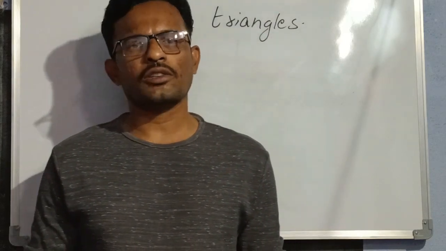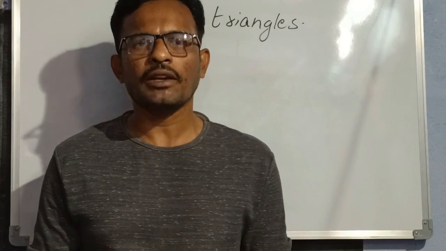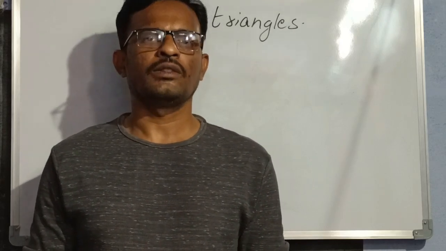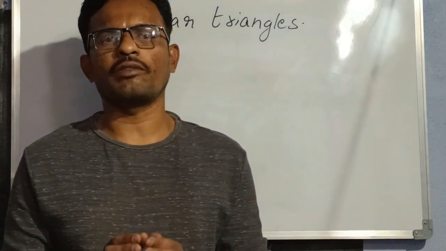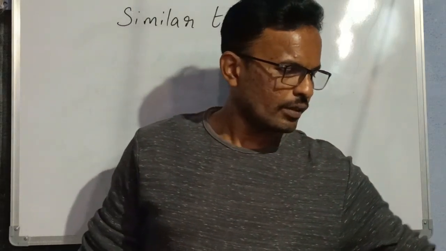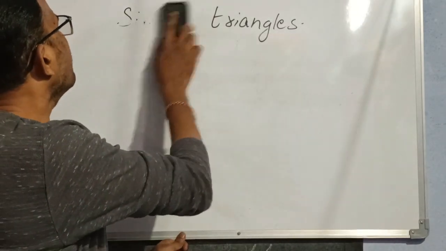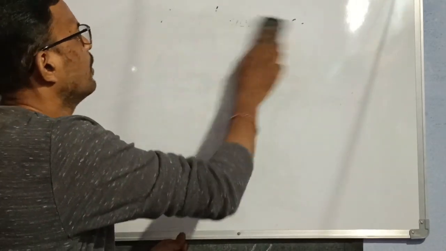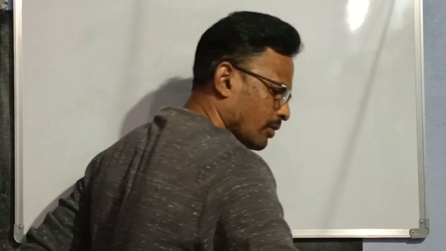So in our today's class, let us learn our next concept, that is a very important concept for 10th class students, that is similar triangles. Before going to similar triangles, we need to know the difference between what is similarity and what is congruency. First let us learn about congruent figures, then we'll know about similar figures. So what are congruent figures?